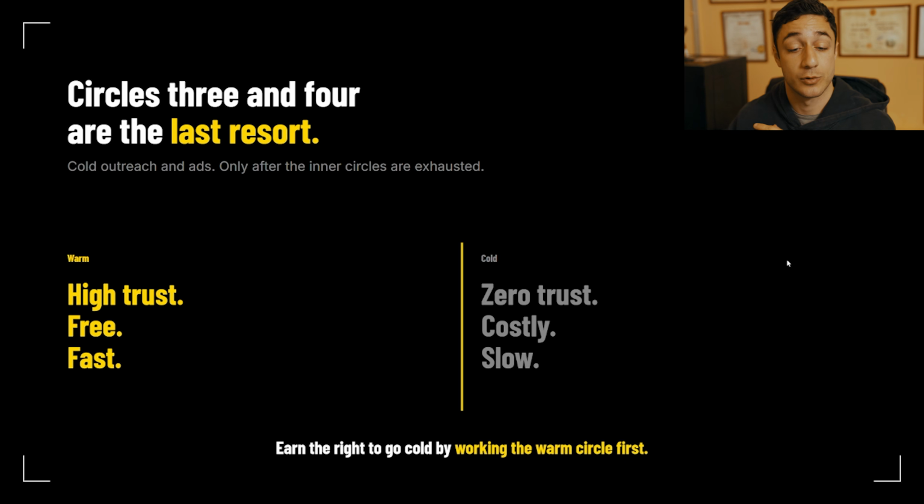Circles 3 and 4 are the last resort for your first client, okay? Cold outreach and ads. Only after the inner circles are exhausted will you go to these exact things. Most people immediately start off from cold emails. This is one of the worst things you can do because you're just wasting money. You don't understand the core of marketing yet. You haven't improved your skills yet.